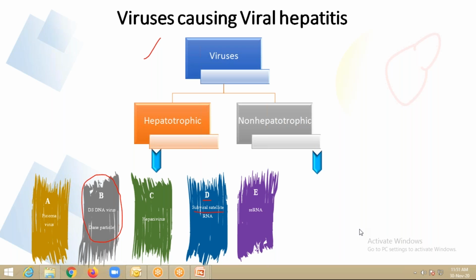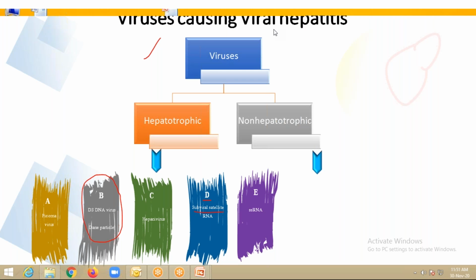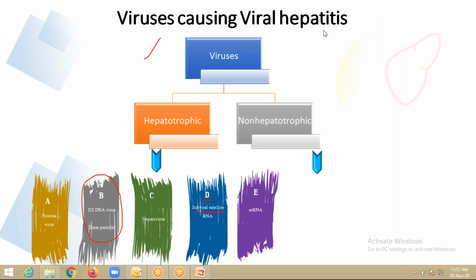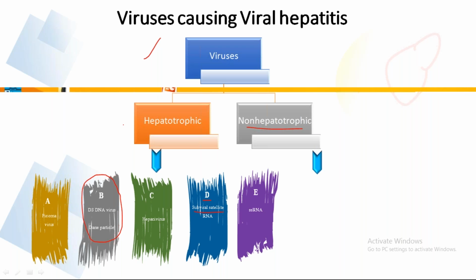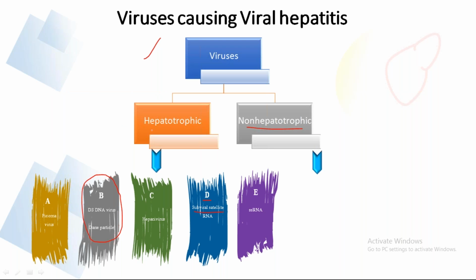Sorry, actually, the mic. Now, what I was telling is the viruses causing hepatitis are broadly grouped into hepatotrophic viruses and non-hepatotrophic viruses. Hepatotrophic viruses are specifically causing liver pathology. So these are A, B, C, D, E of them. Only D is a DNA virus. All other viruses are RNA viruses, of which D is a subviral one because it's not even a complete virus. So this is about the hepatotrophic viruses.